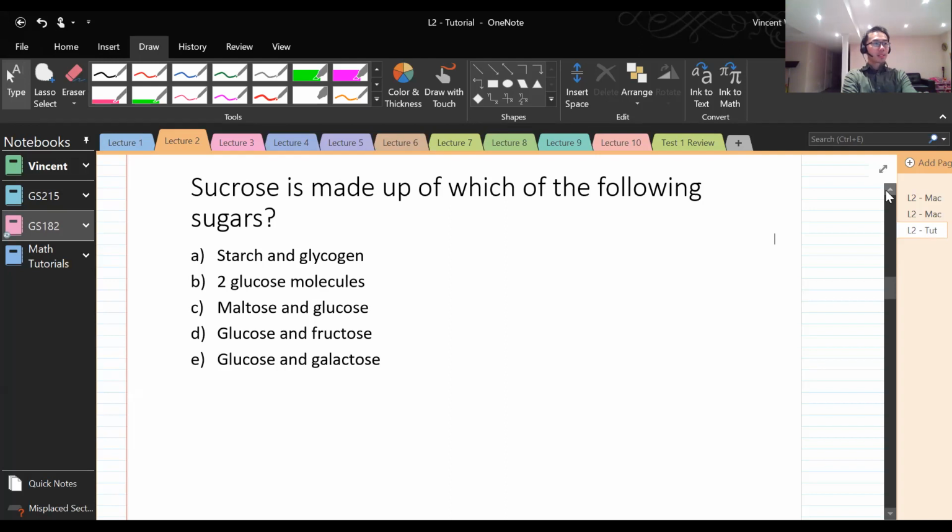Tyler asked about question number 10: is water also a byproduct of each reaction? Yes, absolutely. I just didn't write it in there. Whenever you do dehydration synthesis, you are always going to get a water molecule.